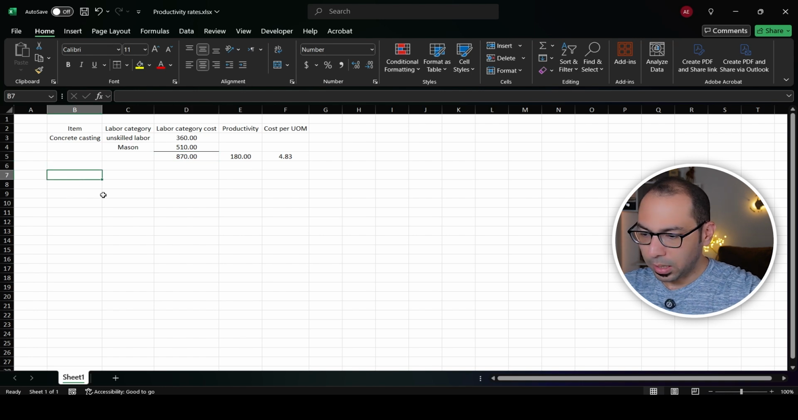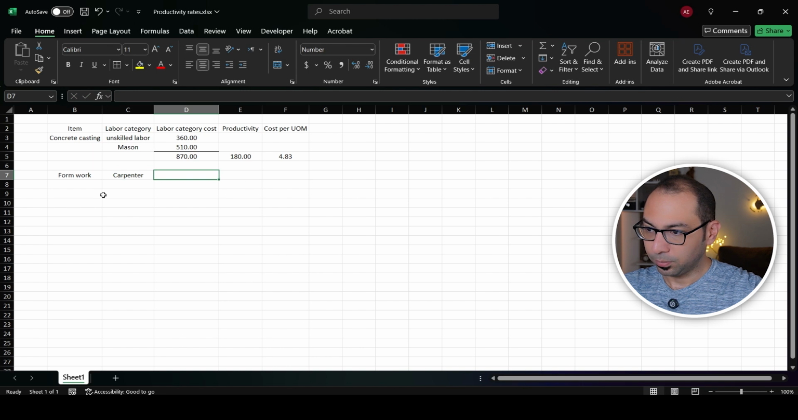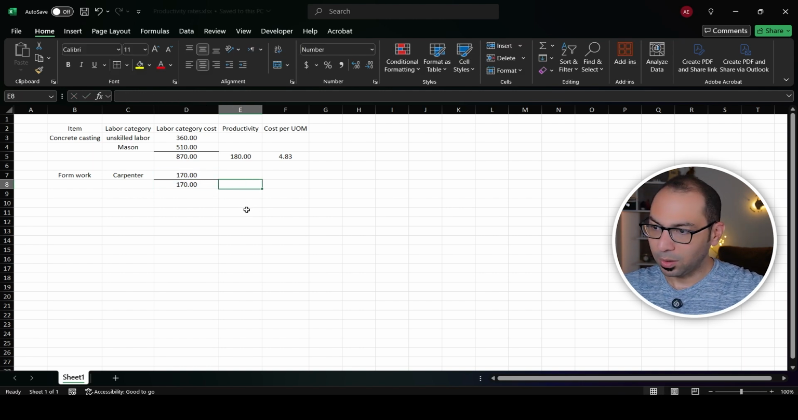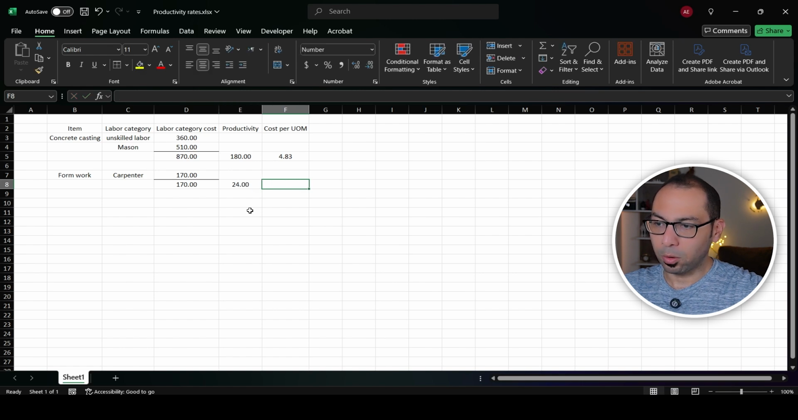Let's now go to the next item, which is, for example, formwork. For the formwork, what labor category do we need? We need carpenters. It's just 1 carpenter, and I'll assume the cost per day will be 170. If I know the productivity here, let's assume that he can make 2 columns or a column and a half. If 2 columns, then 24 square meters of formwork.